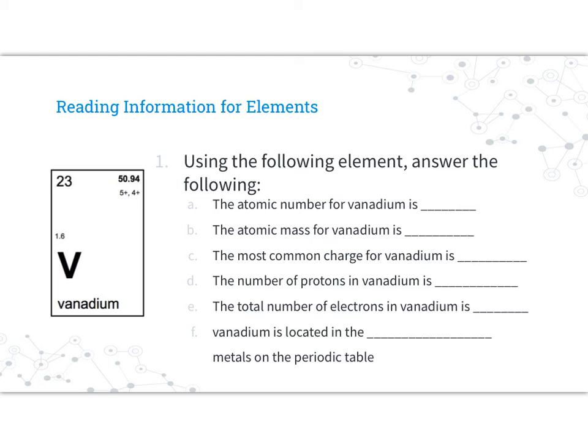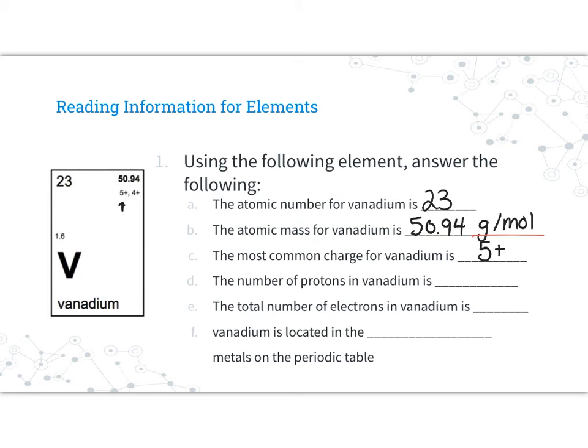Okay, this one looks slightly different for vanadium. So the atomic number for vanadium is 23. It's that large number in the corner. We could use our periodic table to help us discern this. The atomic mass for vanadium is 50.94. Now this has units. We need to write grams per mole. Okay, so don't forget units with atomic mass. The most common charge for vanadium in this case is listed always first in some way, shape, or form.